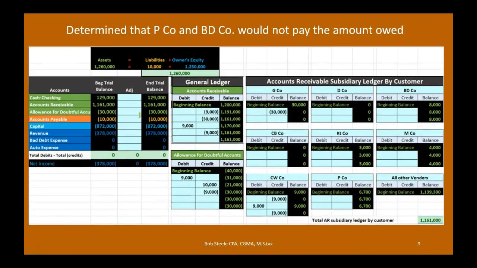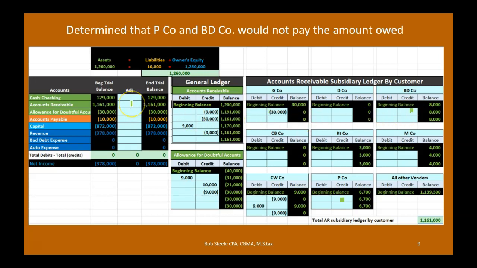All right, so then we determined that P company and BD company would not pay us the amount owed. So two more companies we've determined, maybe at the end of the period, at the end of the year or so, that they're not going to pay us. We're going to probably analyze our receivable accounts periodically and see that companies will not pay us. And if we look at P company here, we're going to write them off. So that 6.7 is going to have to go down, and BD company is going to have to go down. Those are the receivable accounts, so those are the amounts it will go down by.